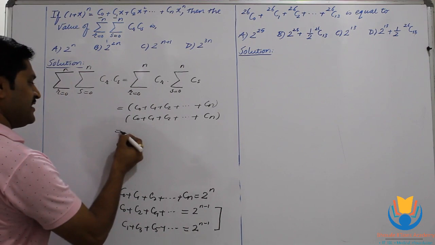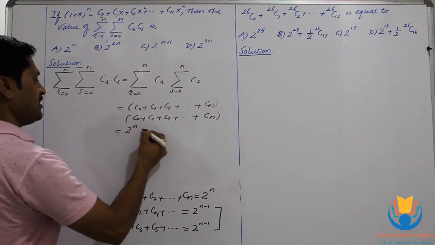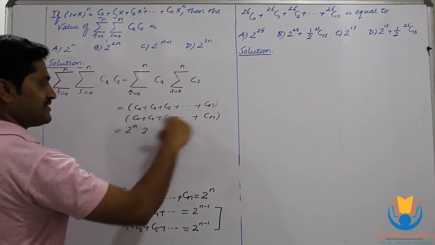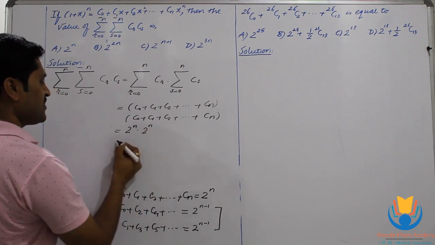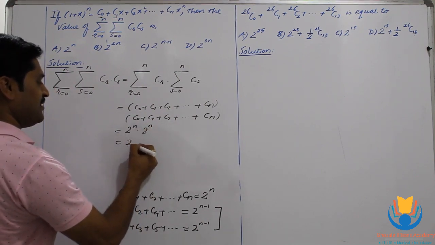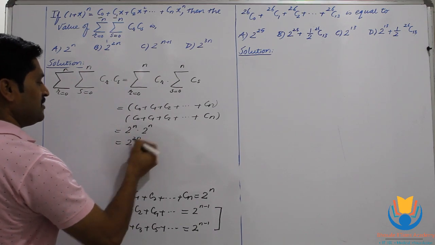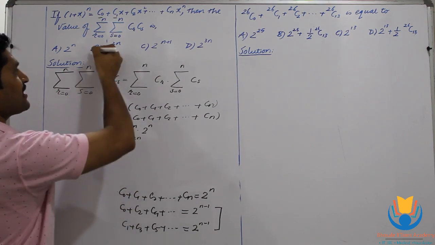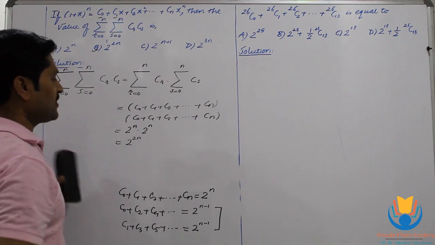So here we can write this 2^n, and for the second one the same thing is repeated, 2^n. As their bases are the same, we can add their indices. n + n is 2n. So 2^(2n) is the correct answer. So the second option is the correct one.